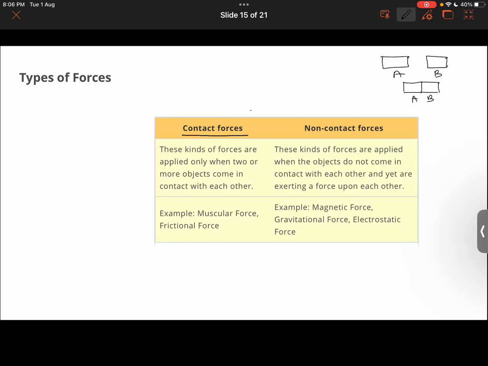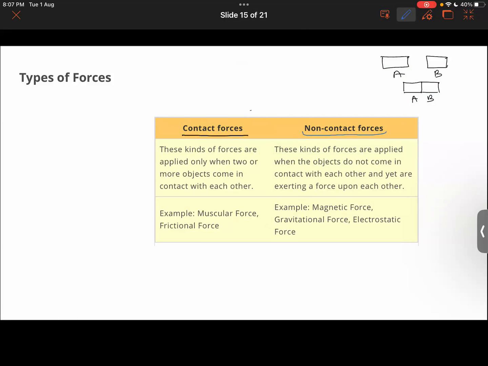So basically the examples will be what? Muscular force, that is also an example. Frictional force, very good. What else? Mechanical force also. Those are examples of contact forces where two objects are in direct contact with each other. Physical contact. Exactly. Then we have examples of non-contact forces, like the gravitational force we are talking about.